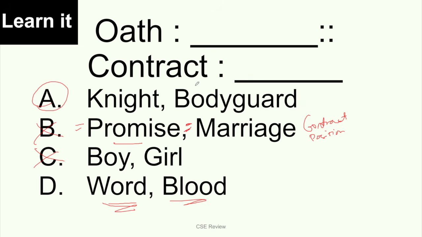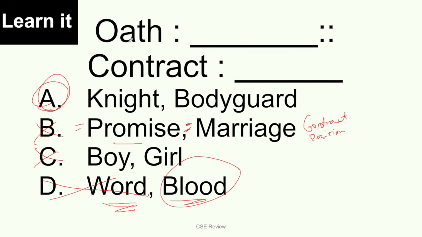Bakit? Kasi, ngayon ba, pag meron kayong pinirmahan na contract, do you use your blood? So, you use words to make a promise and then you use blood to make a contract? Hindi naman, right? Kasi wala nang sanduguan ngayon, hindi naman nire-require yan. So, the best answer would still be letter A, knight is to bodyguard. Bakit? Kasi the knight takes an oath to protect the kingdom. The bodyguard takes a contract or signs a contract to protect someone.